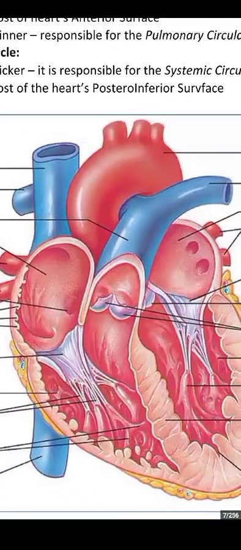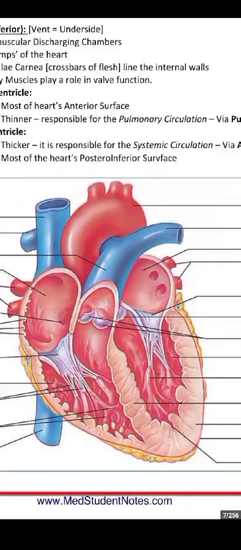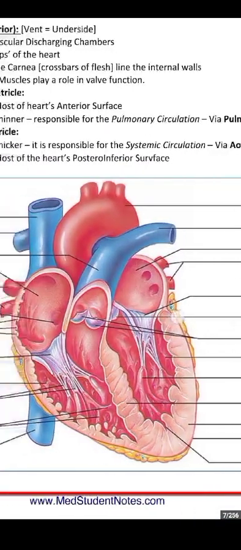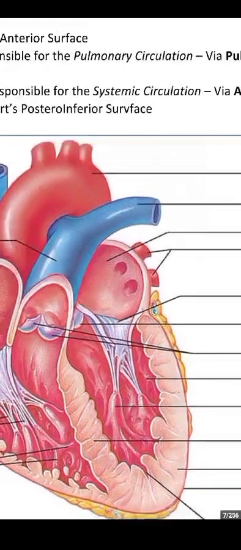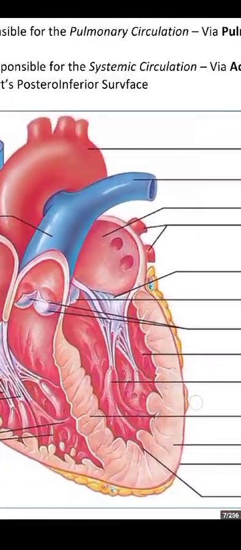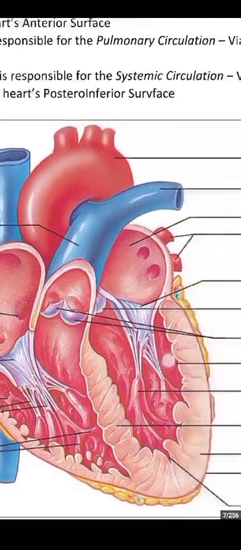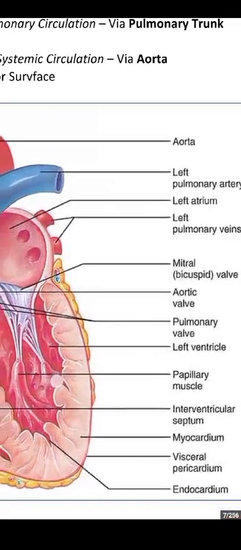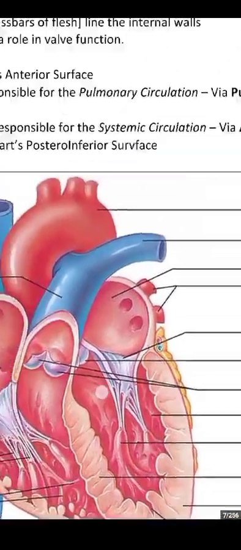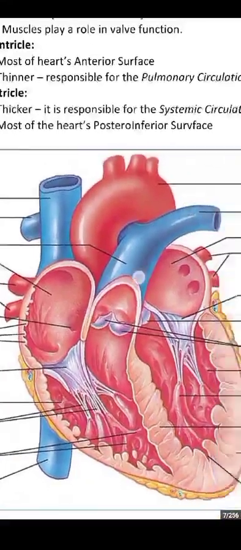Most of the heart's posterior inferior surface is the left ventricle. The systemic circulation from the heart begins from the left ventricle, which is covered by a dense layer of myocardium. It has thicker myocardium, and the blood in the left ventricle is pumped out through the bicuspid valve, or mitral valve, to the aorta. So most of the heart's posterior inferior surface is the left ventricle.